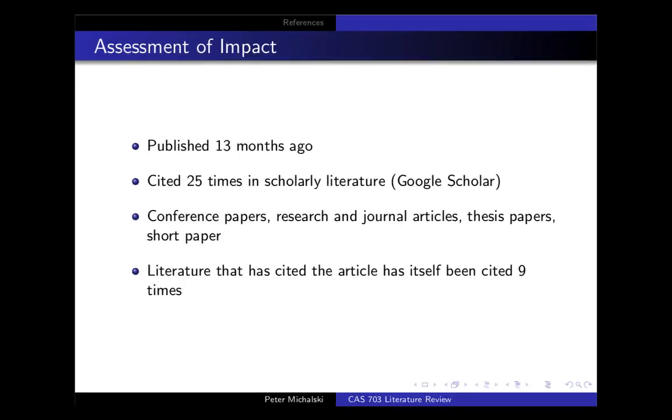Assessment of impact. As noted previously, the article was published in January 2020. In this short span of time, the article has been cited 25 times in scholarly literature. Looking at these citations closely, the article has been cited by several types of scholarly literature, including conference papers, research and journal articles, thesis papers, and one short paper. This scholarly research itself has already been cited 9 times. A better assessment of the full impact of the article can be made once more time has passed since its publication.